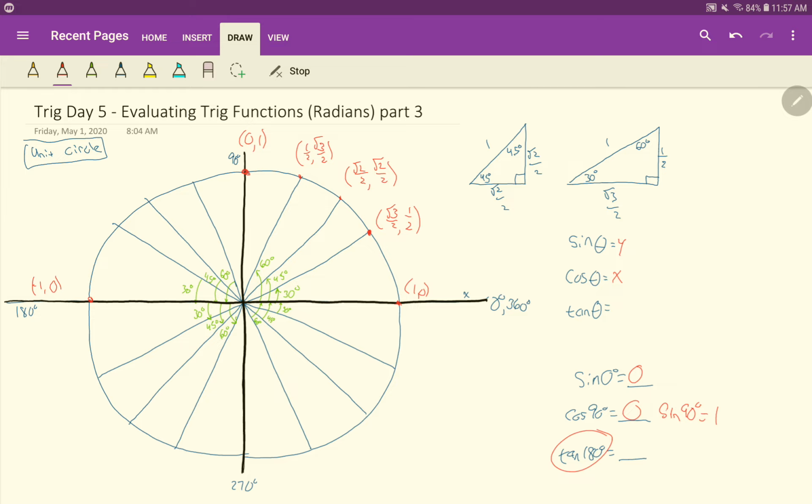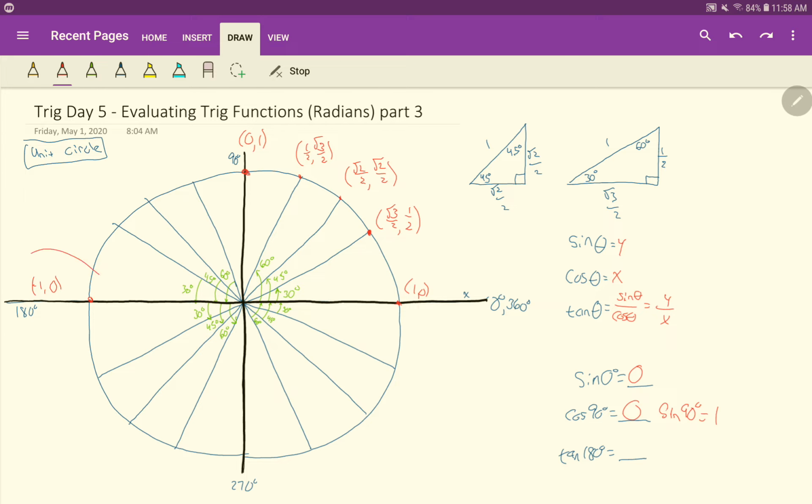But now tangent. How do we evaluate tangent? Well, we had a way to figure out what cosine was. It's the x-coordinate on the unit circle. We have a way to figure out sine. That's the y-coordinate on the unit circle. What about tangent? Well, tangent is equal to sine of theta over cosine of theta, which, since we know what sine and cosine are, is y over x. So it's going to be the y-coordinate divided by the x-coordinate for the tangent.